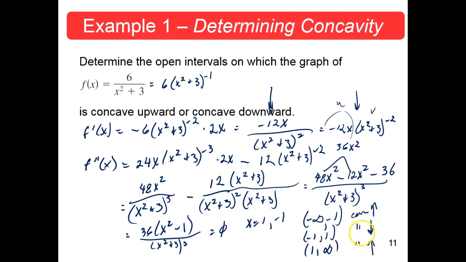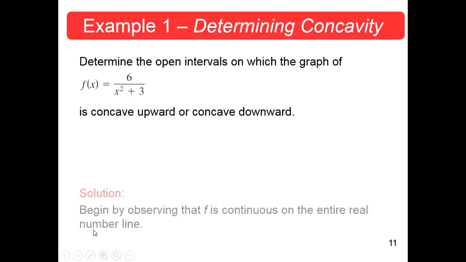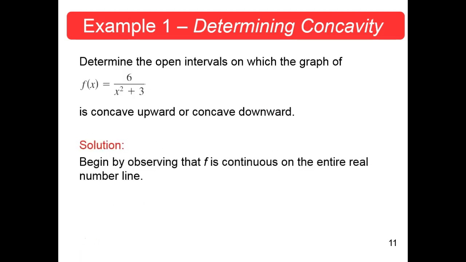All right, let's see how they did it now that I caught my stupid mistake, or you caught it for me. Okay, we'll erase all this. What they're going to do is begin by observing that f is continuous on the entire real number line. Now, why did they say that? Basically the same thing we said before. The only thing that would make it discontinuous is what?